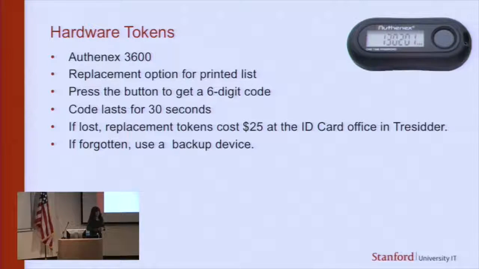It's an Authentication 3600 model. It's the replacement for printed list. It's a 6-digit code that you press the button and it gives you the code. It lasts for 30 seconds. So between the time that you push that button and the time that you enter that code, it should be within that 30-second window. The first token is free, but if you lose it, damage it, or it's stolen, then a replacement would cost $25 at the Tressider office. And if you forget your token, use a backup device.